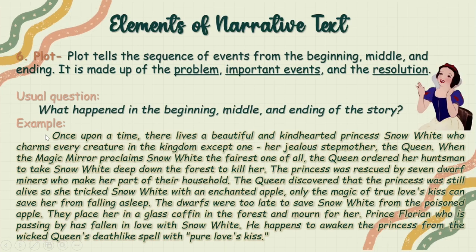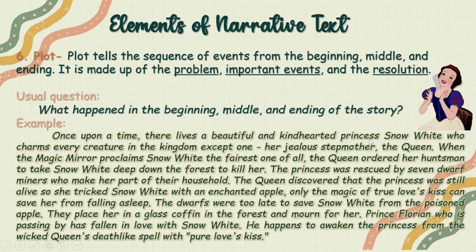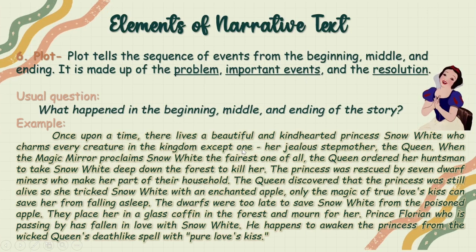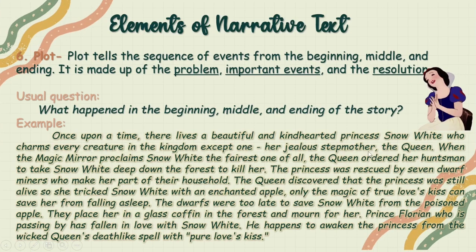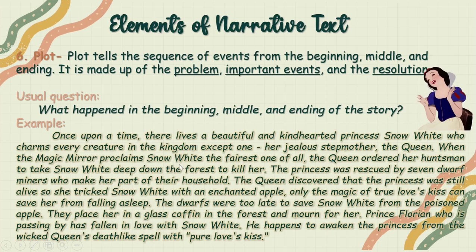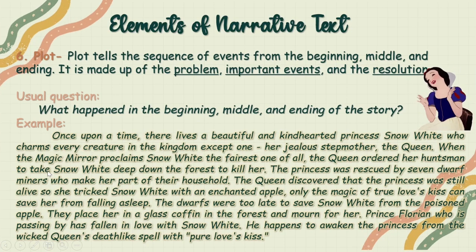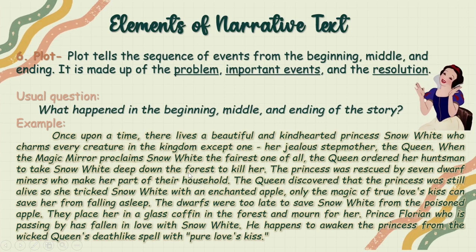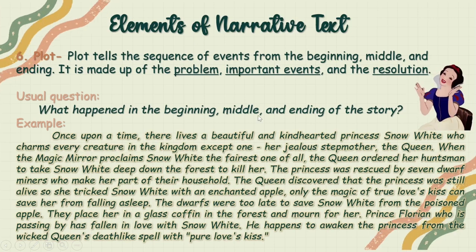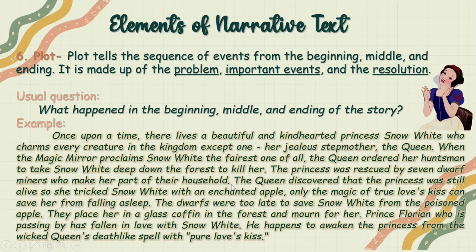Let us read. Once upon a time, there lives a beautiful and kind-hearted Princess Snow White, who charms every creature in the kingdom except one, her jealous stepmother, the queen. When the magic mirror proclaimed Snow White the fairest one of all, the queen ordered her huntsman to take down Snow White deep down the forest to kill her. The princess was rescued by 7 dwarf miners who make her part of their household.